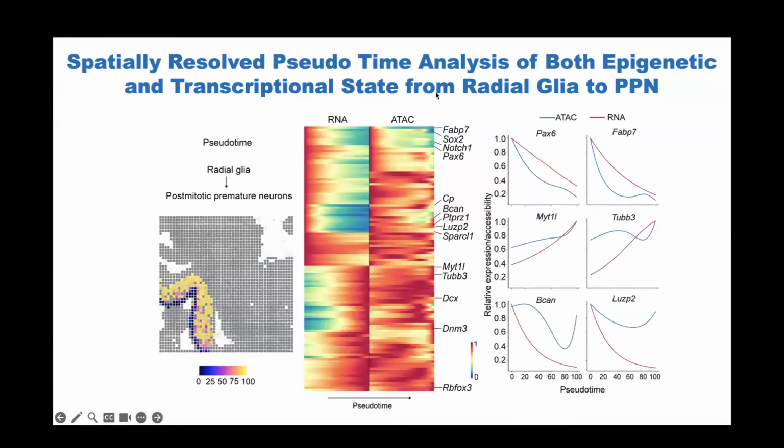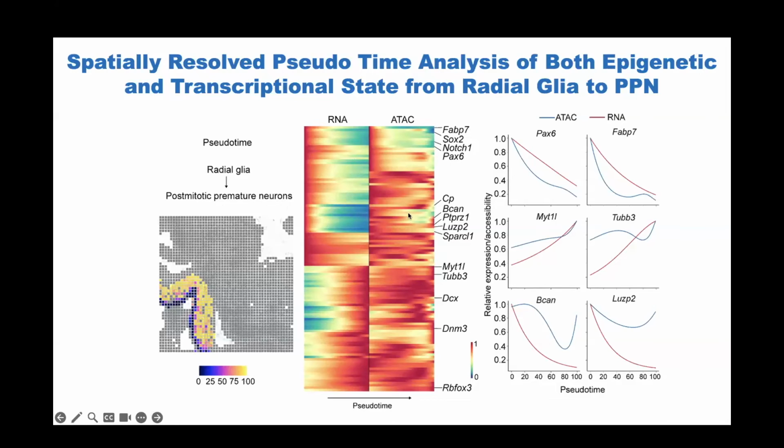But interestingly, if you look at, for example, this differentiation process from radial glia to post-mitotic premature neurons, and look at this differentiation trajectory based on RNA and based on ATAC, in general you do see the chromatin open up and the genes start to become expressed later. But that's not always the case for all the genes.